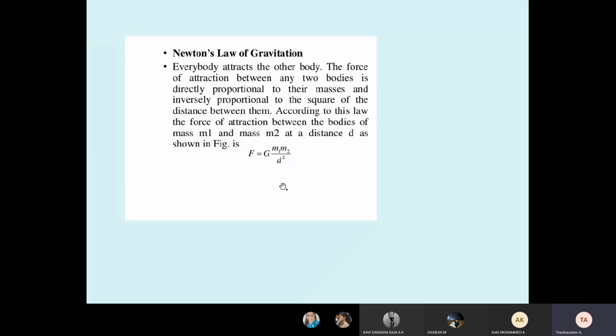Then Newton's law of gravitation. Kavi, can you read the statement? Kavi Raja? Yes, sir.